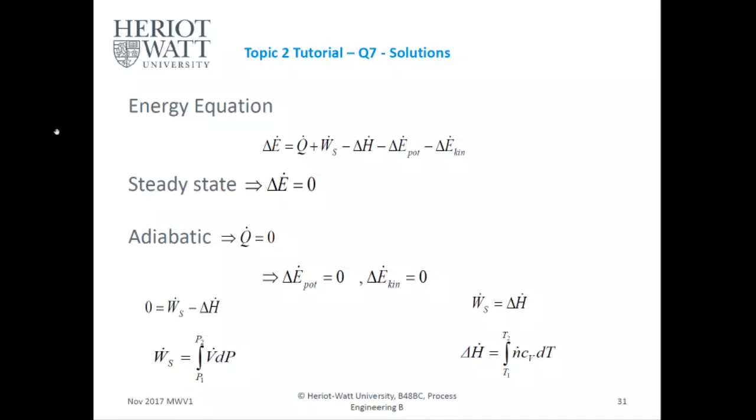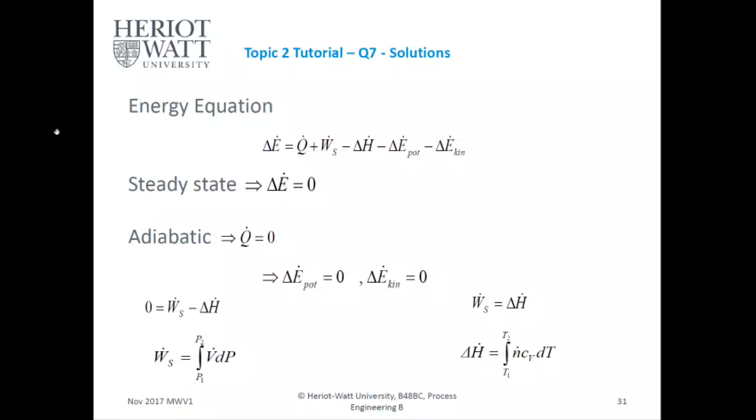It's just a PDF. So we know that the energy equation says the change in energy equals Q plus shaft work minus the change in enthalpy minus the change in potential energy minus the change in kinetic energy. Now, steady system, so the change in energy equals 0. Adiabatic, so Q equals 0. The change in potential energy equals 0 because it's a straight pipe. The change in kinetic energy we assume is negligible, so that's 0. Hence, the shaft work minus the change in enthalpy equals 0, and the shaft work equals the change in enthalpy.